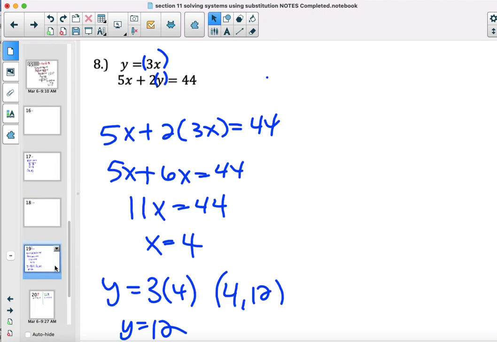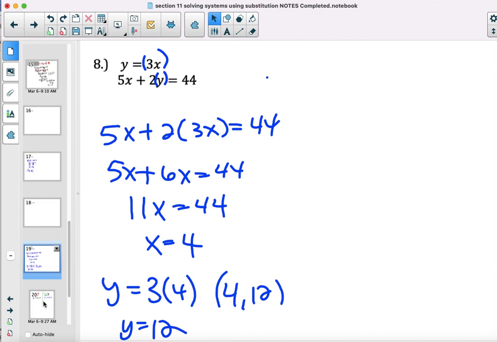And then on example number 8, similar, it's a little less work. When I distribute, I just have one item to distribute to. So our final answer here on number 8 is 4, 12. Let me know if you have any questions.